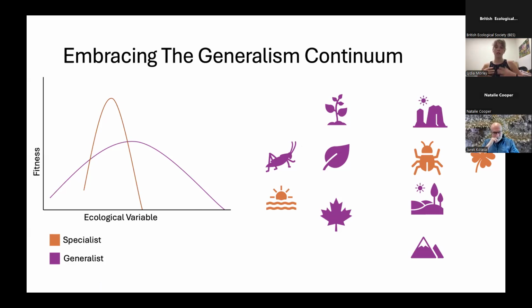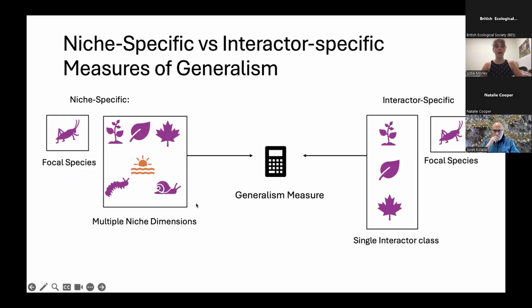So researchers often disagree about the number and kind of niche dimensions that should qualify species as generalists, or even as what makes something more generalized than something else. And of course, we all recognize that generalism exists on a continuum with specialism, and perhaps no species is purely one or the other. And in order to embrace this continuum, researchers have really devised two kinds of ways to conceptualize generalism.